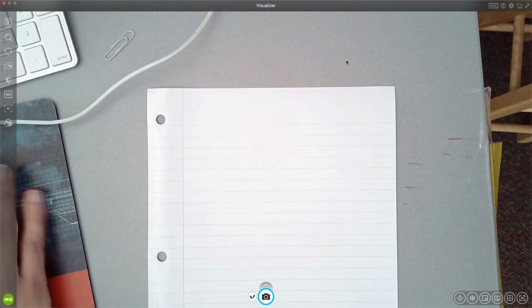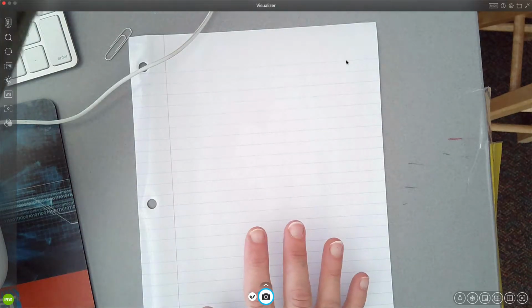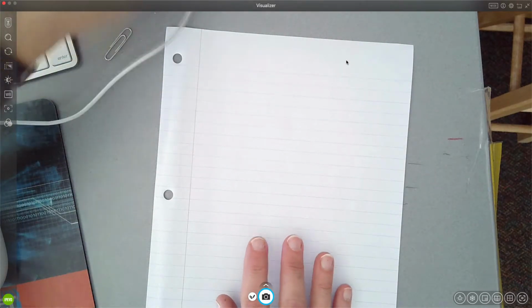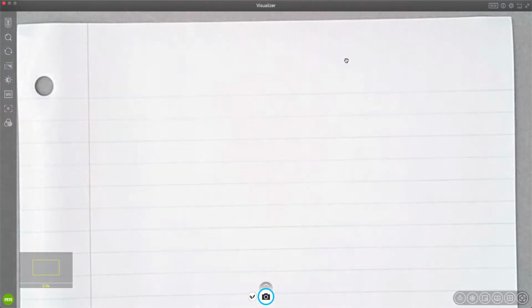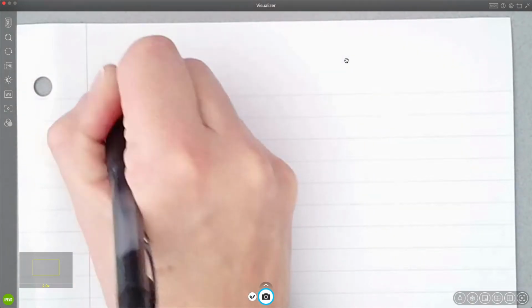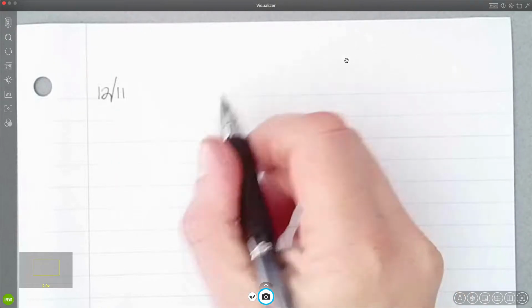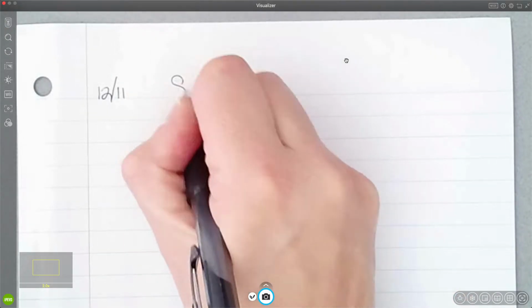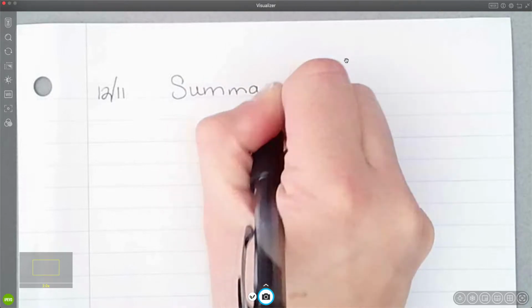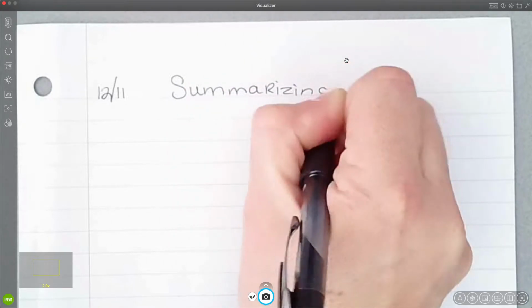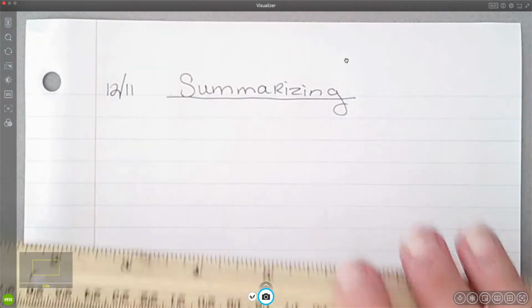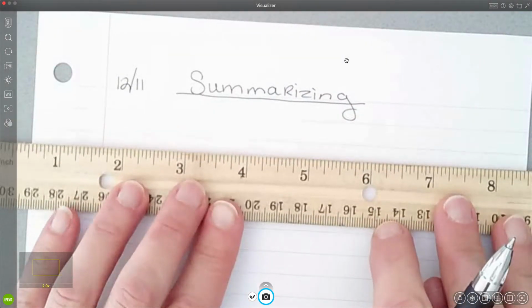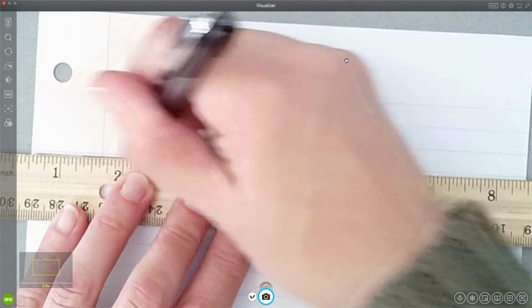Hi students, you are going to take your notes today on summarizing. So you need to open up your notebooks and open up to a blank piece of paper. Then at the top you are going to title this 12-11 for today's date and summarizing. You're going to underline it. Then you're going to take a ruler and go down 1, 2, 3 lines, and draw a line all the way across.